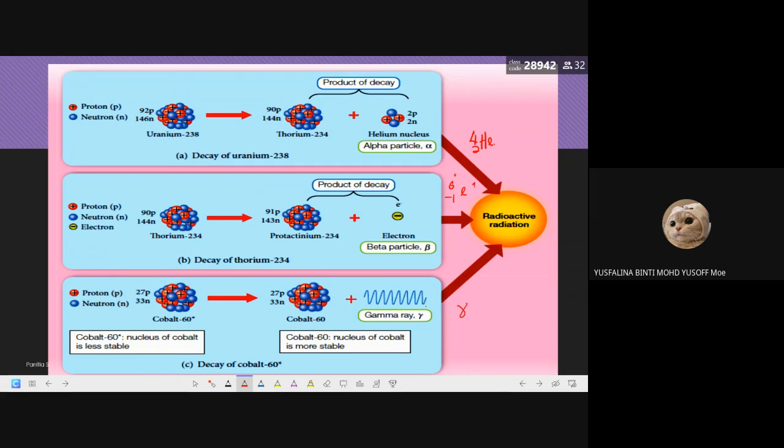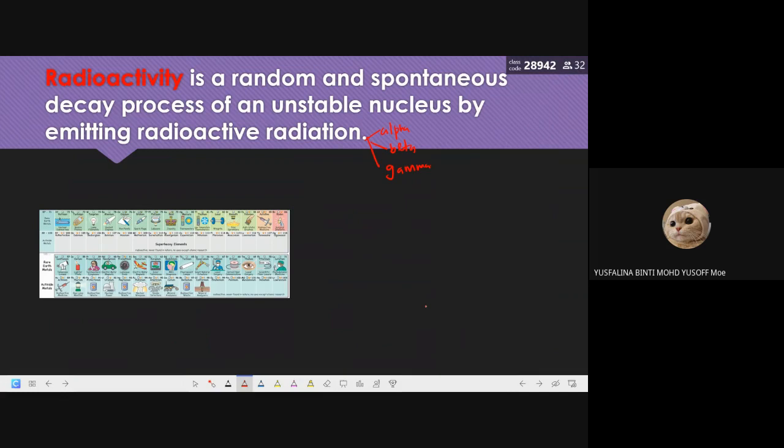There's only one kind of wave, okay. So I explain again. Radioactivity is a random and spontaneous decay process. It means you cannot stop it, you can only slow it down, okay. The nucleus of a radioactive substance is not stable.